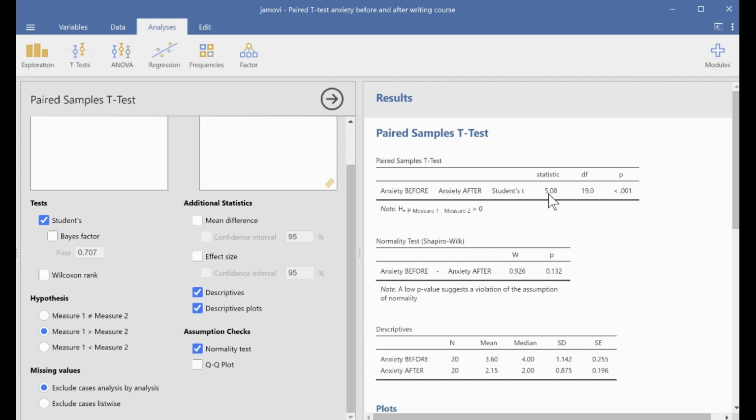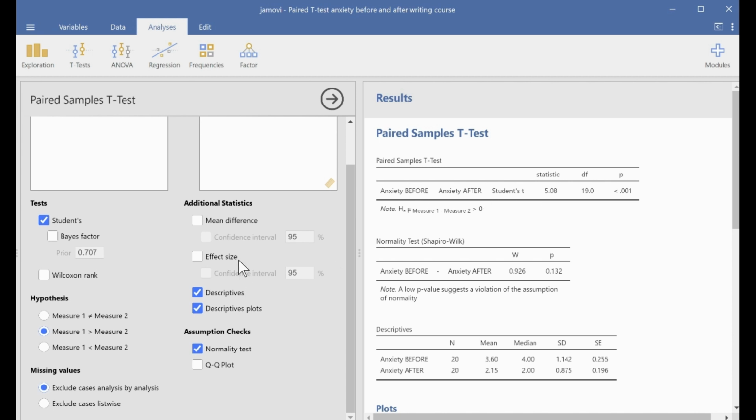So here I have the test statistic as 5.08. Here I have the degrees of freedom, which is 19. And finally, I have the p-level. The p-level is 0.001. This is way below 0.05. Therefore, we have a significant difference between the before and after variable.